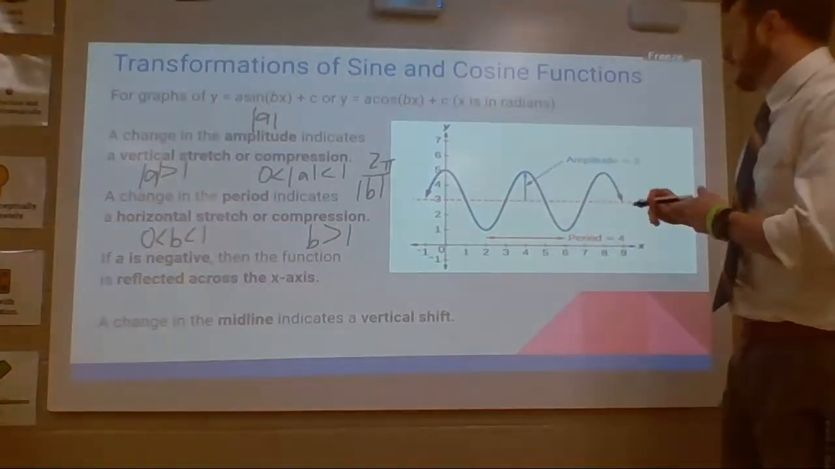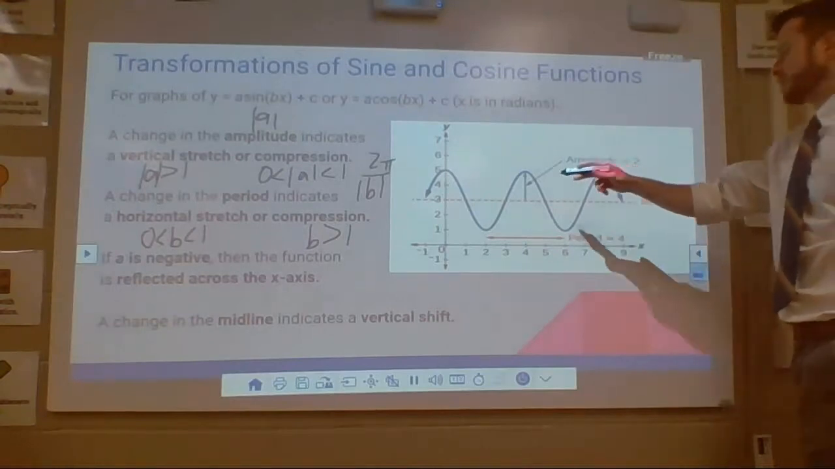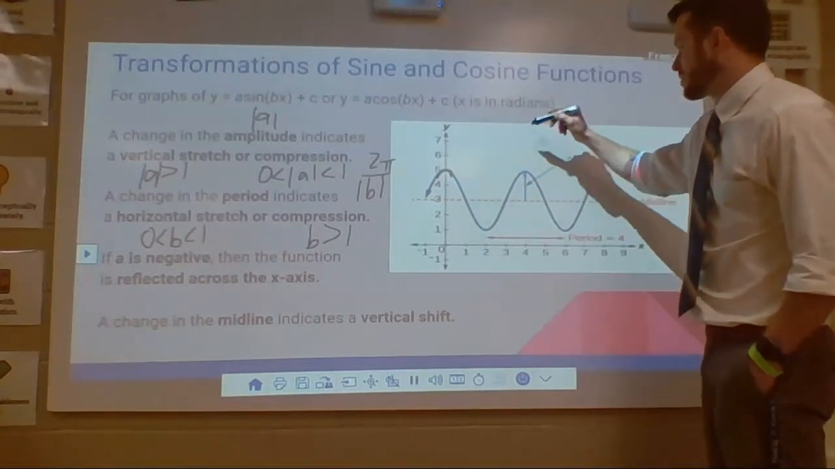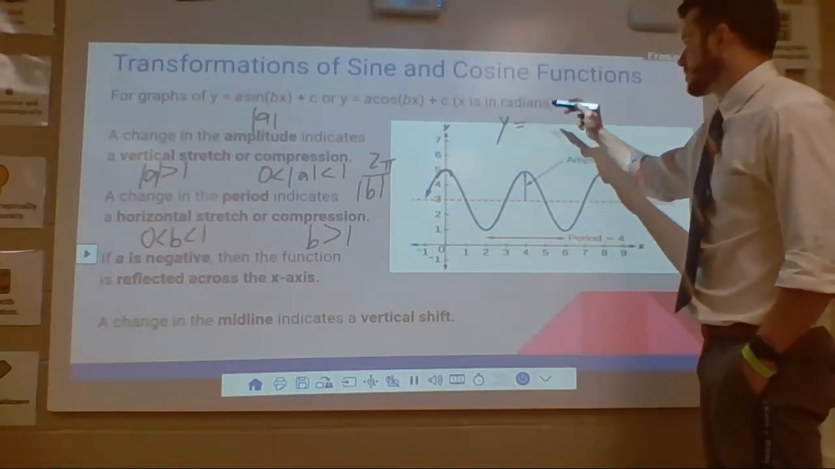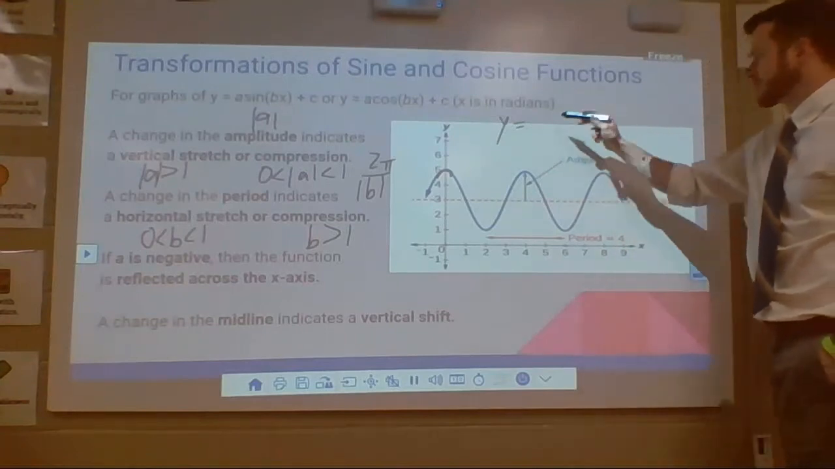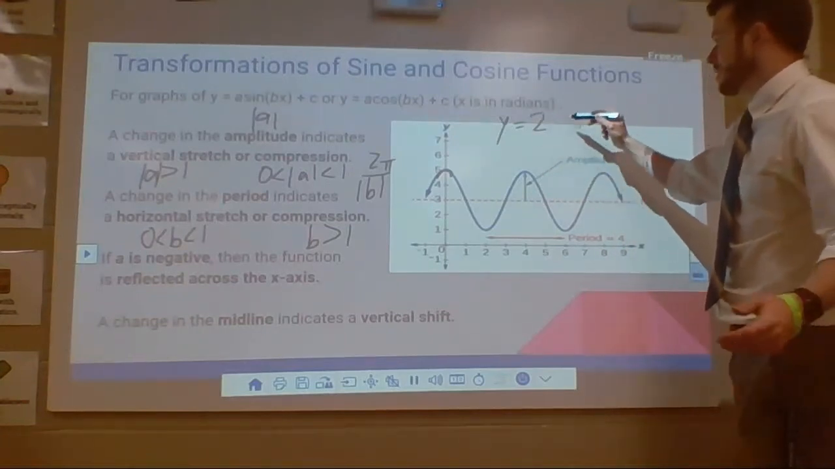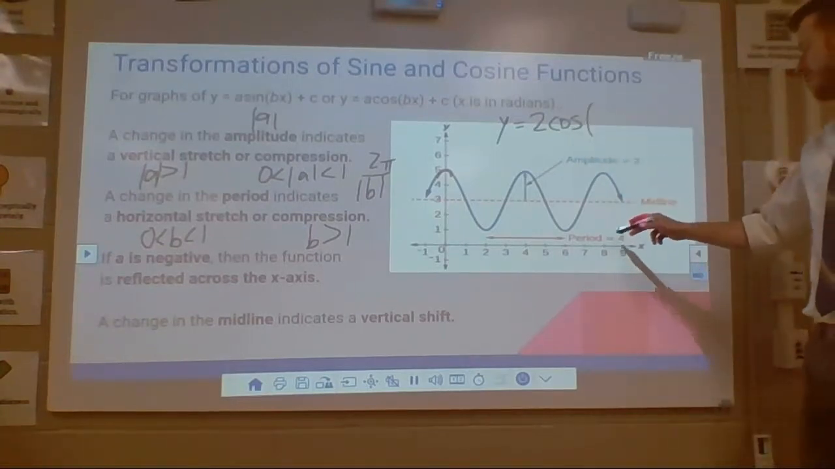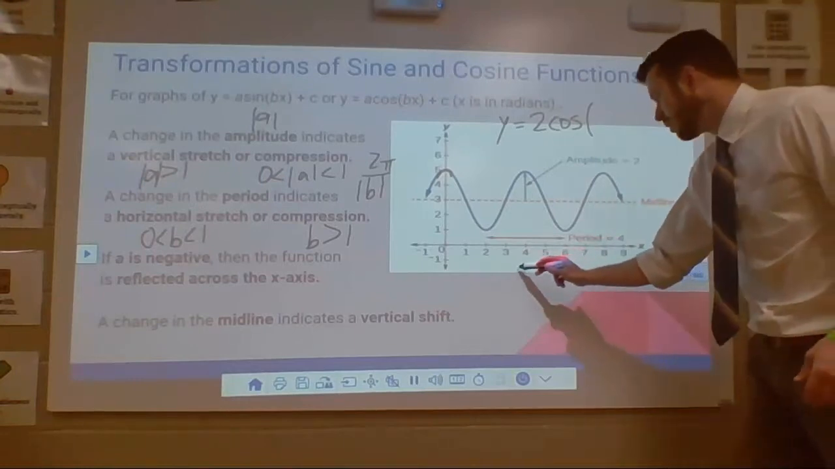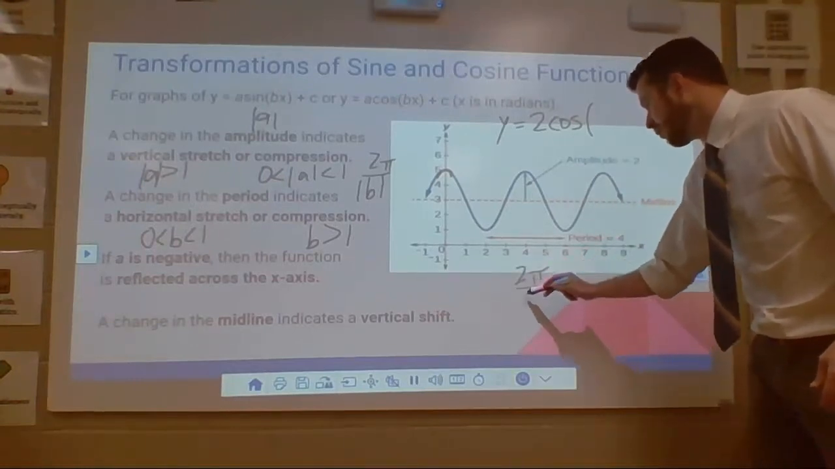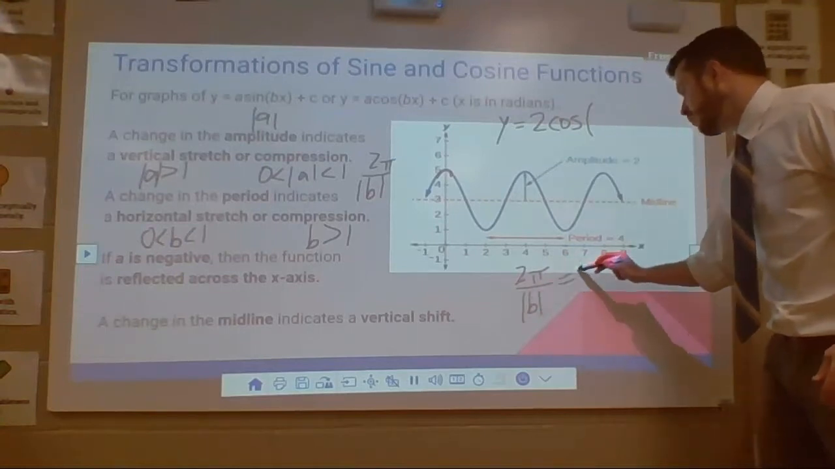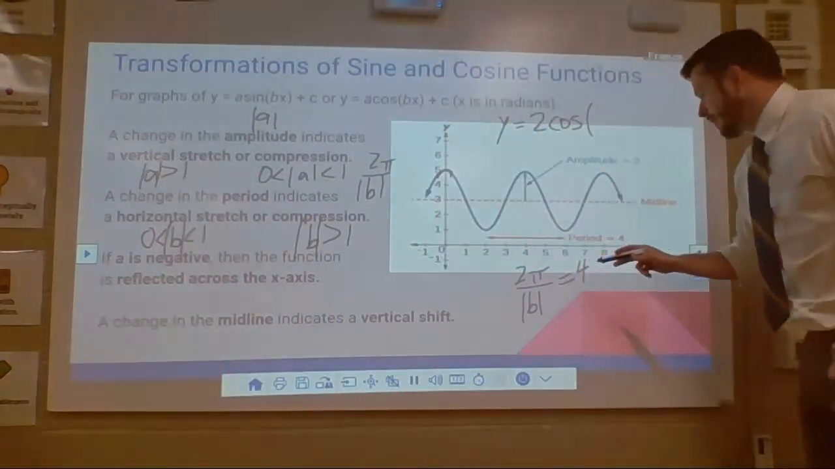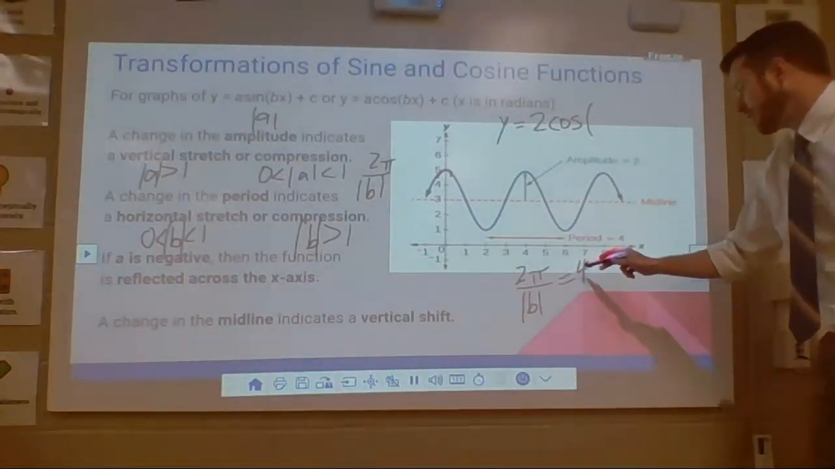Okay? So, for example here, this is going to be a cosine function because it's symmetrical around the y-axis. So I'm going to say this is y equals, let's figure out what the value of a is. Well, the amplitude is 2, right? So 2 times cosine, like I said, it's a cosine function, times, now the period is 4, right? Well, 2 pi divided by what equals 4? And I really should have put that in an absolute value, right?